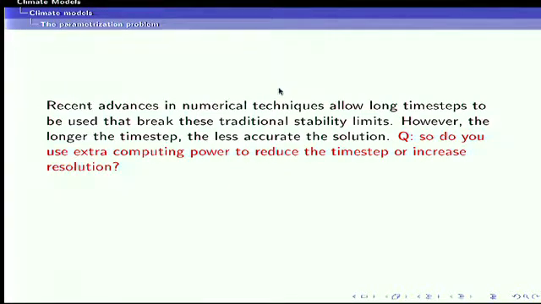So this comes back to this issue we talked about, the time step choice. So we have all sorts of ways in which we can choose to spend our computer power.